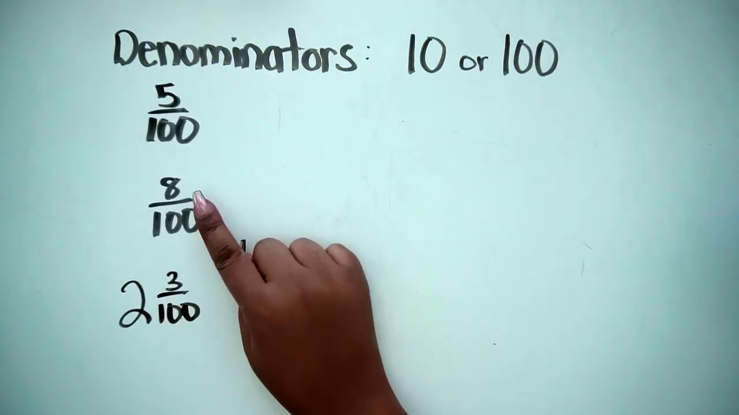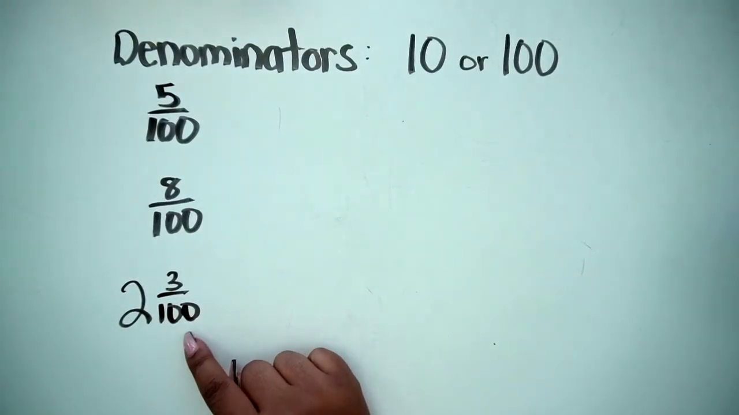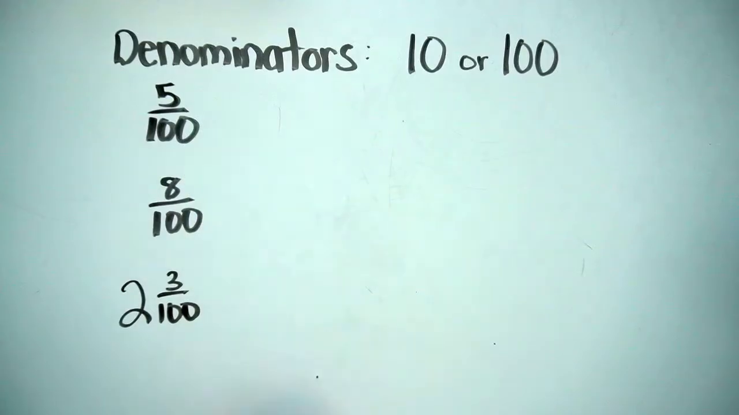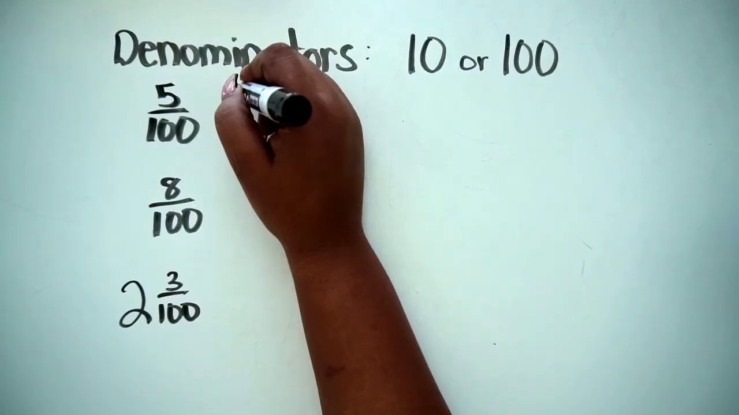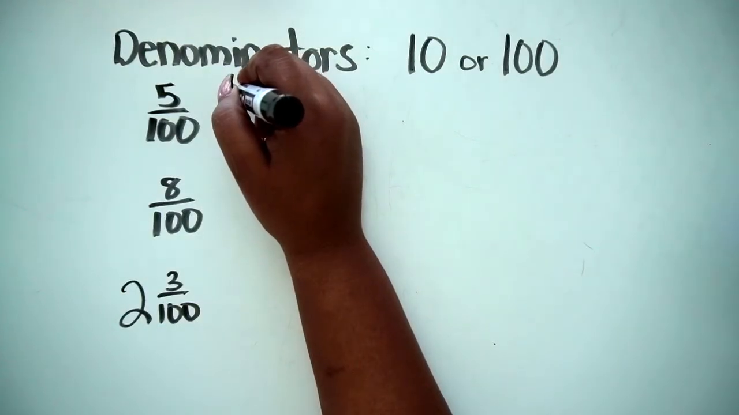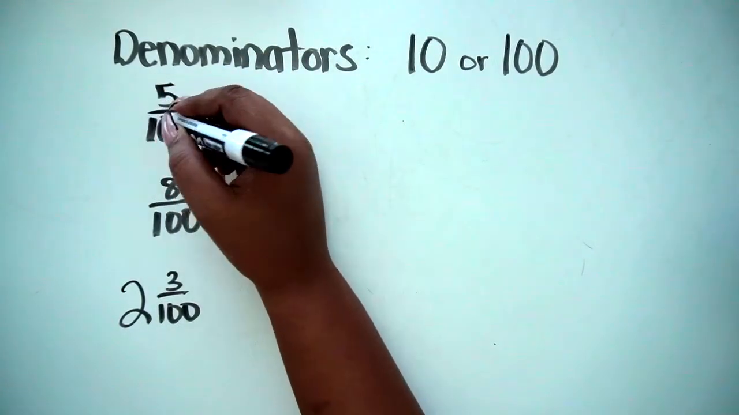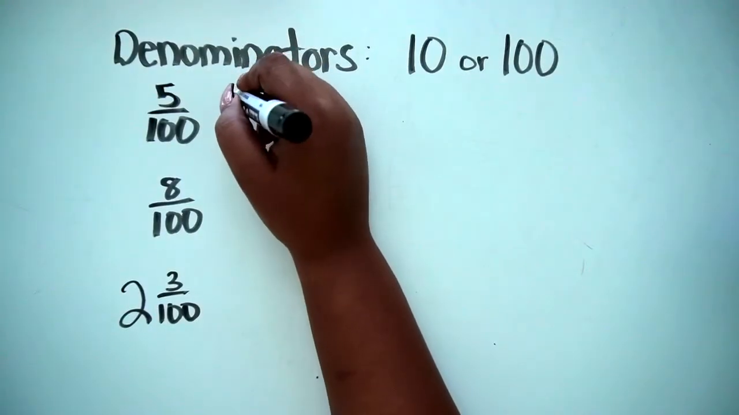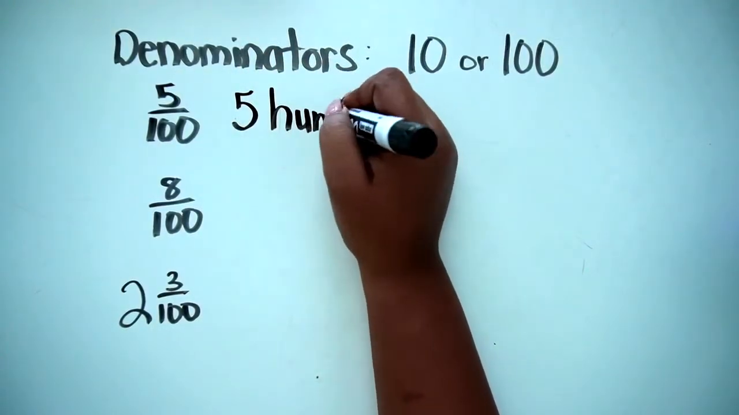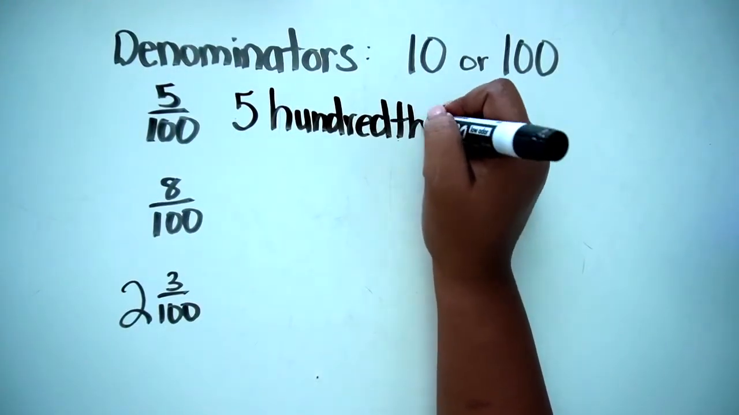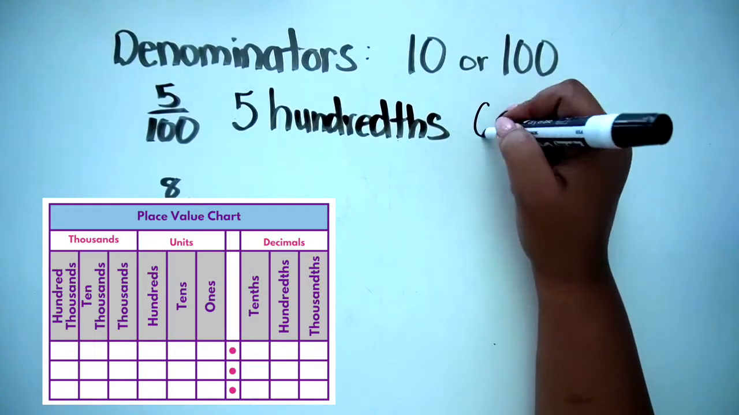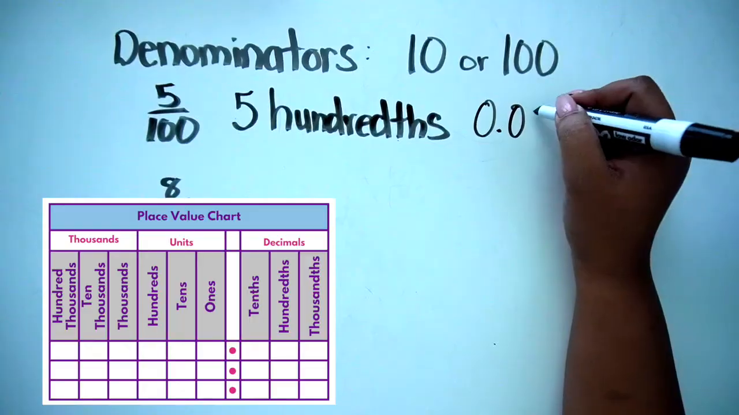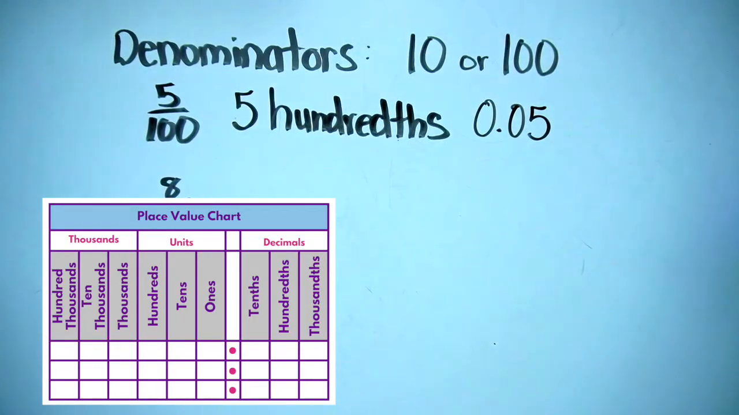Here we have 5 hundredths, 8 hundredths, and 2 and 3 hundredths. So first we're going to do 5 hundredths. This step of writing it in a mixed number and word form, or standard and word form, can help students bridge between fraction form and decimal form, but it's not necessary. So I'm going to put 5 hundredths. So that lets me know I only have 5 in the hundredths place. No ones, no tenths. 5 is in the hundredths place.